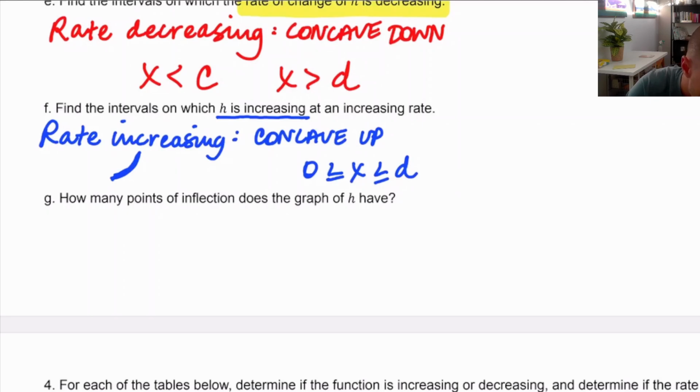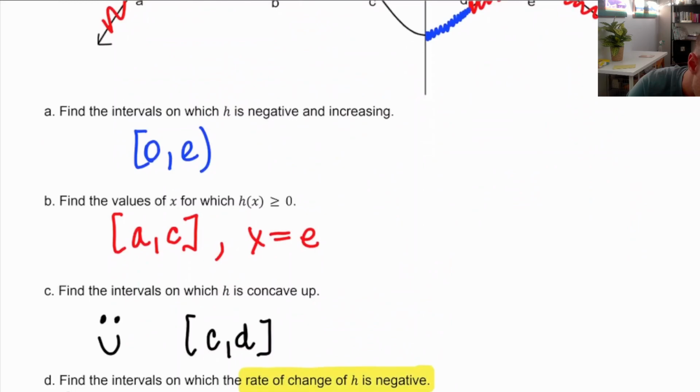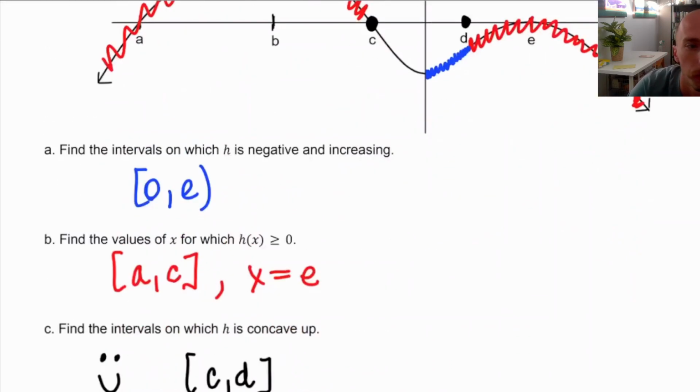Okay, and then how many points of inflection does the graph of H have? Okay, I guess I just happened to label them. Okay, it's C and D, so that's going to be 2 of them.